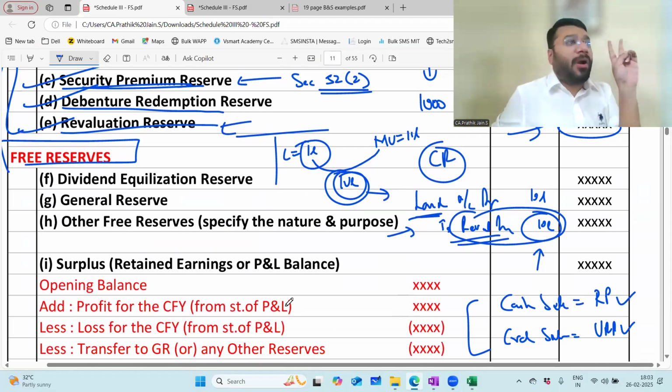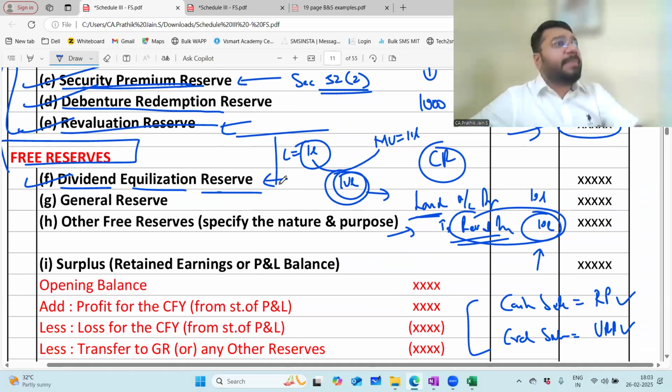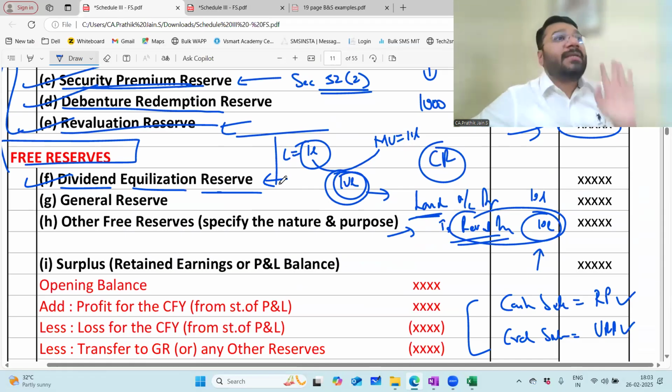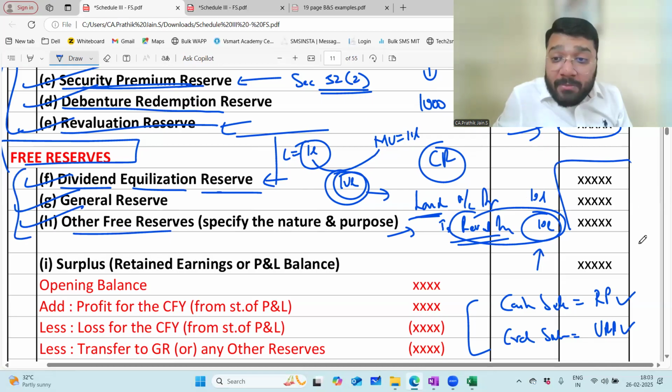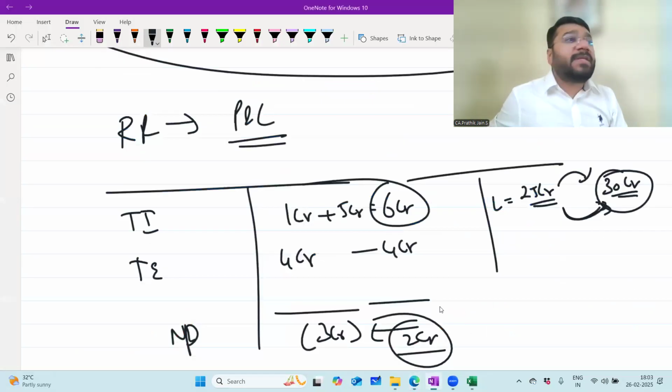Now let's talk about free reserves. There are two broad categories of free reserves. One is called dividend equalization reserve. This is not in your syllabus, but only for namesake I've put it. In case by any chance they give you DER, you should know that this is a free reserve, dividend equalization reserve. Second is general reserve. Third, if you have any other free reserve, you can mention that. So these are called free reserves, meaning that whatever amount is available in these reserves, you can use it freely for the purpose of distribution of dividend. Any problem?